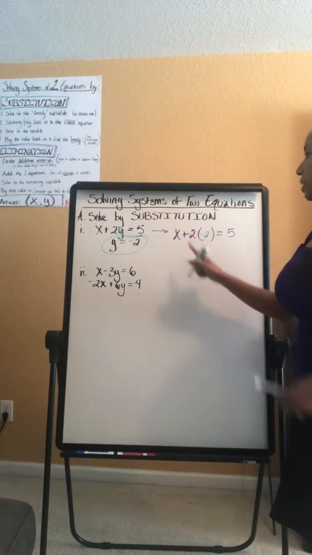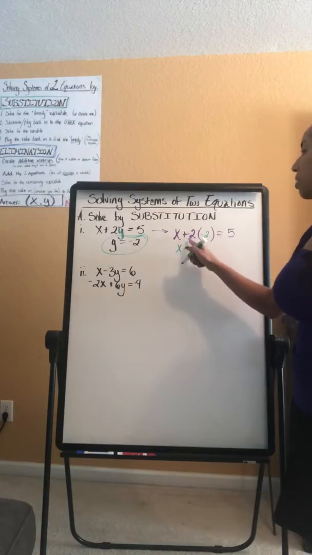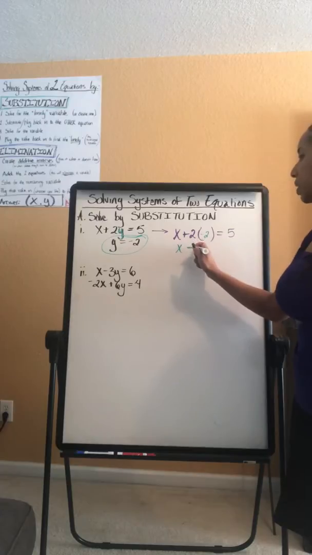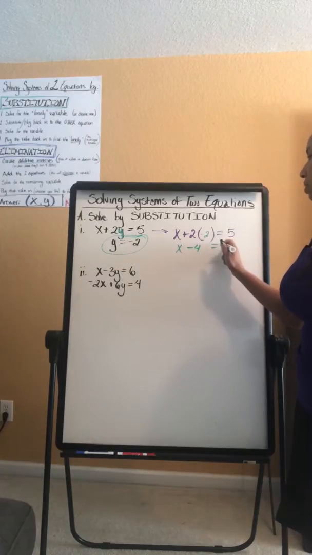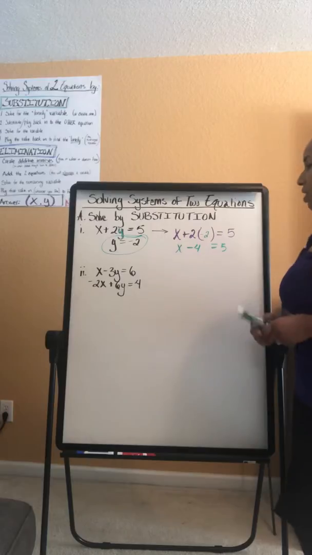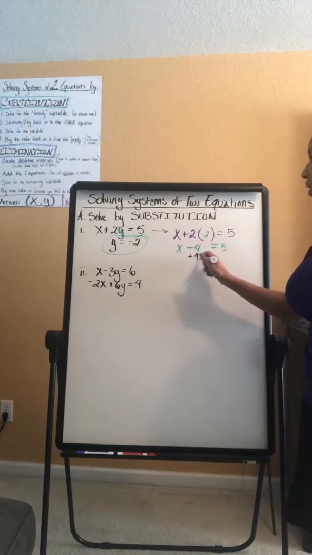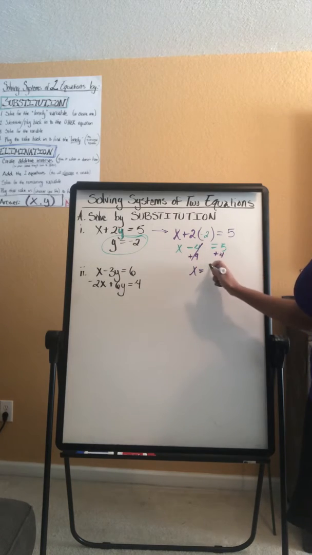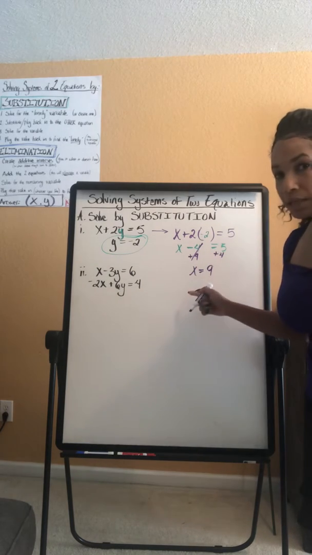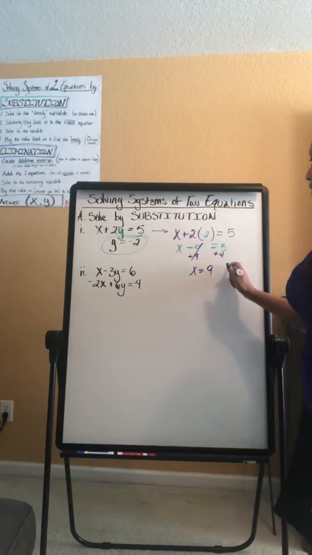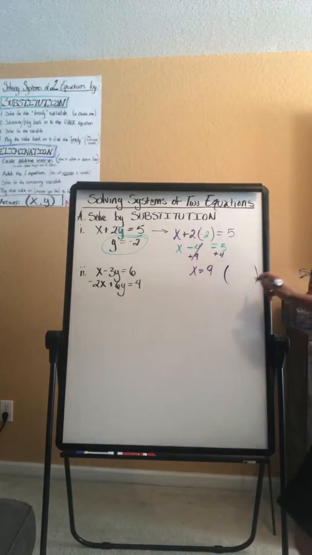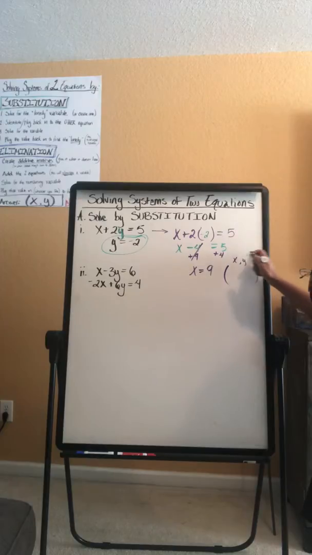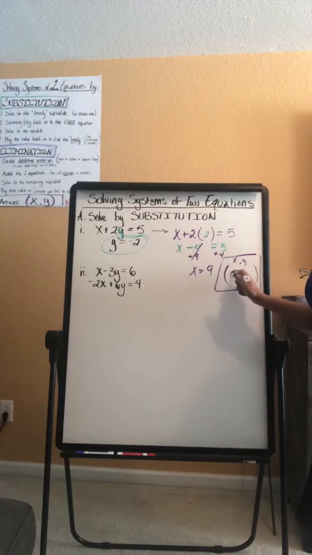So what I have is x, well, not plus, it's 2 times -2, so that's actually going to be a -4 equals 5. And then if I solve for x, I would simply add 4, and x by itself equals 5 plus 4, which is 9. This is not my answer though. I have to write the answer in the form with the x and the y coordinate. So my x was the 9 and my y from the very beginning was the -2.